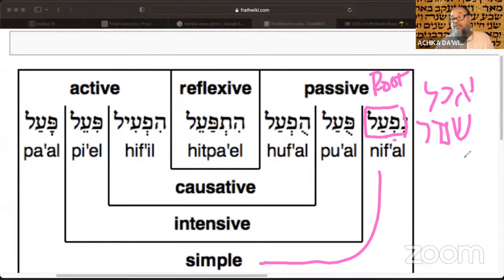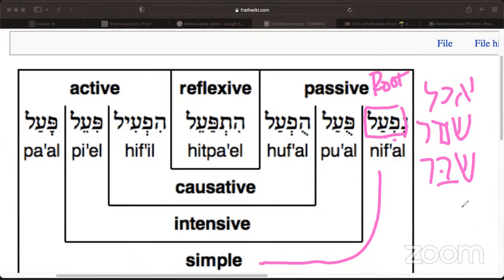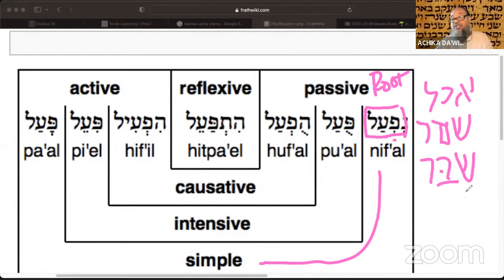You understand? So if I use kol, shamar, shavar, doesn't matter. Give me another one. Lavash. Okay. Doesn't matter. They're all 3, aren't they? They're always coming in 3-letter packages.